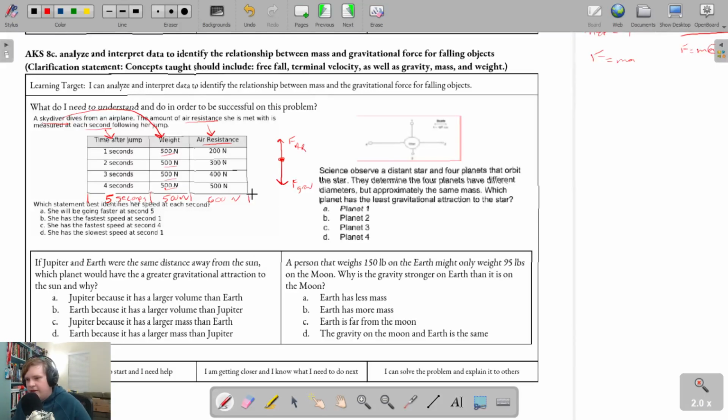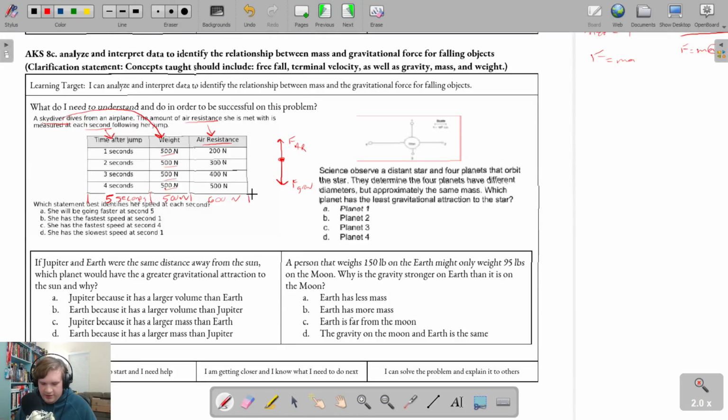Which statement identifies her speed? What is speed? First off, vocabulary word for speed. We know that speed and velocity are essentially the exact same thing. We know that speed is a scalar quantity. It deals with a magnitude only. The direction does not matter for speed. So when we're looking for speed, we're looking for how fast she is going. We don't care about what direction she's going. We just care about the scalar quantity. Okay, so she'll be going faster at second 5.